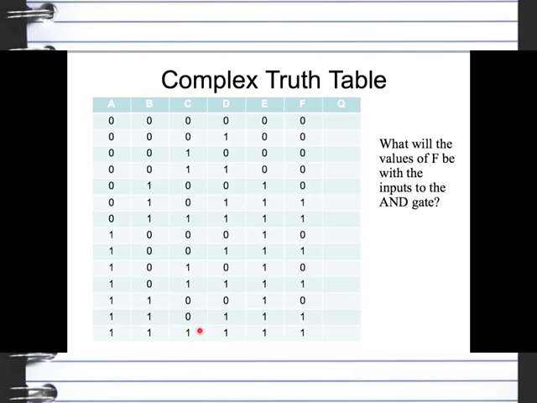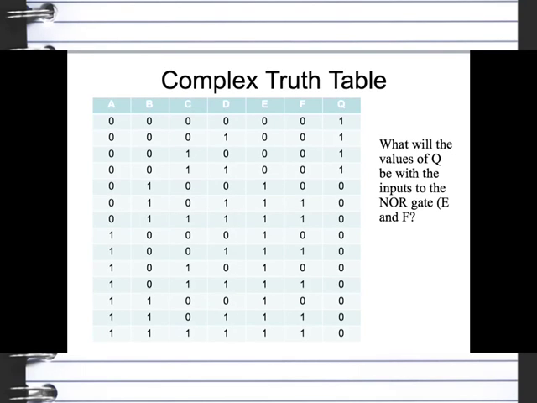So here we've got C and D to get our outputs for F, and then we just use E and F to get our Q. Because it's a NOR gate, you need neither E nor F to give us an output. So whenever it's 0 and 0, we get a positive output. Whenever we get an input from E or F, it means that we get no output at all.